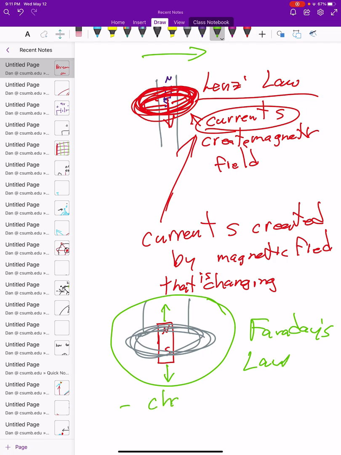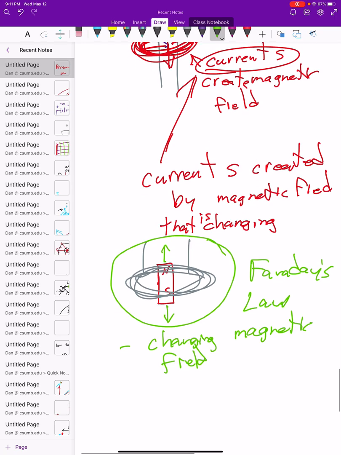Basically it says that a changing magnetic field, however you change it, I mentioned in the videos, you'll see me use the word flux. Flux represents the product of the magnetic field and the area. It's really when the flux is changing that you get voltage or current generated. But changing a magnetic field will certainly change the flux.